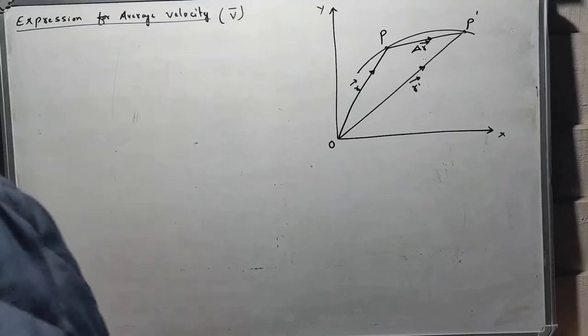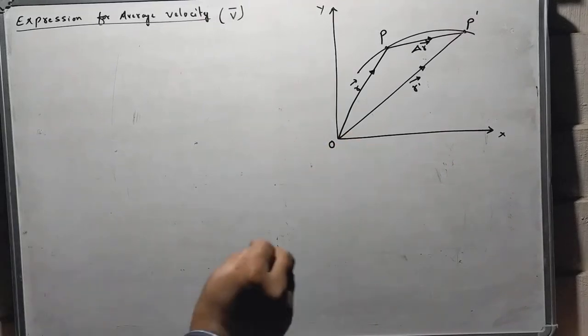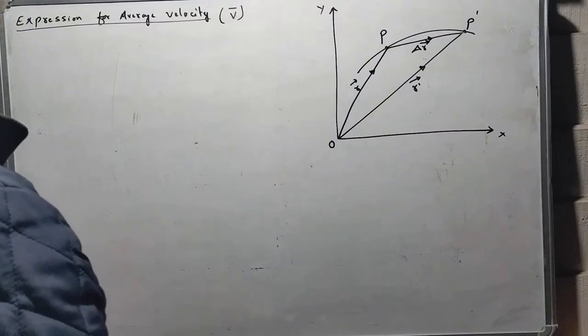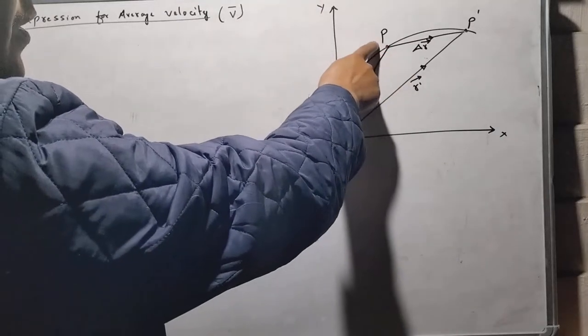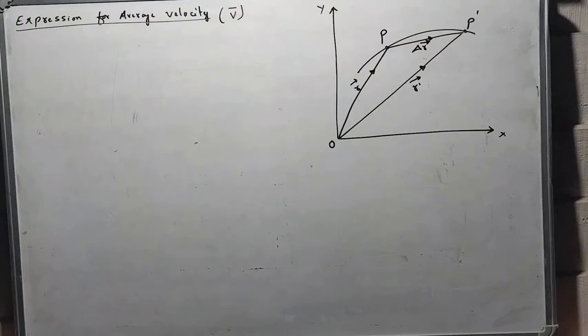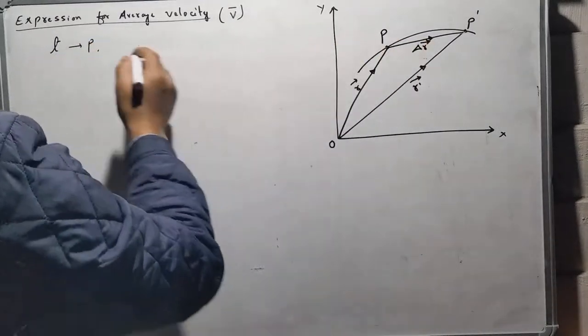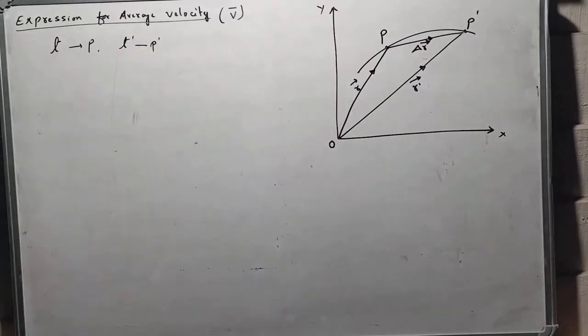Expression for average velocity. Again, we consider a figure in which a particle is moving in a two coordinate axis, or I can say is moving in a plane. Now, this particle is at a point P when the time is small t, and when the time is t dash, the particle is lying at a point P dash.